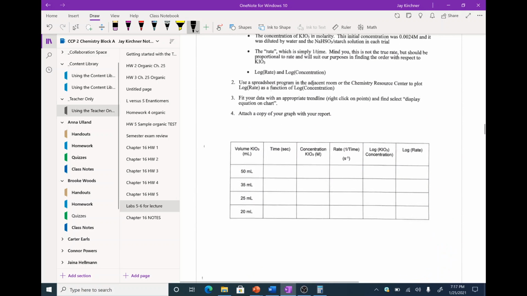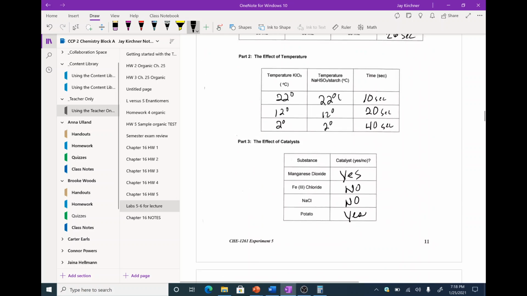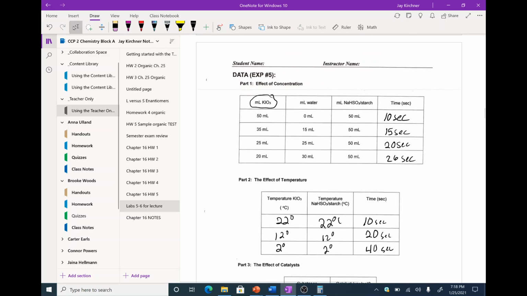Okay, so what we're going to do, volume, and then we're going to do concentration. So how do we do concentration? So first of all, let's put in the time again. Why not? 10 seconds. This is in seconds, good. 15, 20, 26. Okay, how do we do the concentration now? So let's look at the concoction we did. This is very much like our pre-lab question. We mix 50 mils with 50 mils.